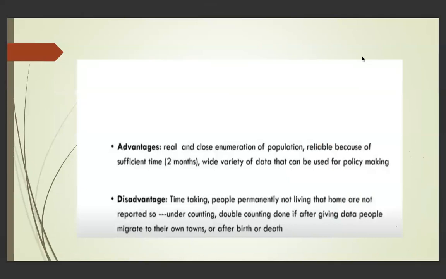The advantages and the disadvantages are covered in this slide. The advantages are real and close enumeration of the population, reliability because of sufficient time, 2 months, and a wide variety of data that can be used for policy making. The disadvantages include that it is time taking, and people not permanently living at that home are not reported. So there is undercounting, and double counting is done if, after giving data, people migrate to their own towns, or after birth or death.